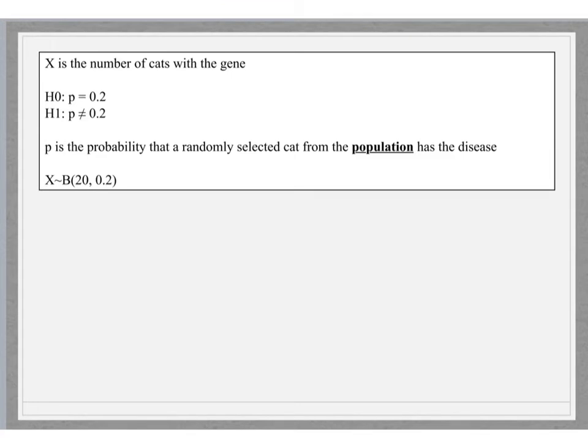Here we set up the distribution. We define our discrete random variable, X is the number of cats with the gene. And we identify our hypotheses H0 and H1. We make sure that we define p, and we include the word population in our definition. We then set up the distribution symbolically. X has a binomial distribution where n equals 20 and the probability equals 0.2.